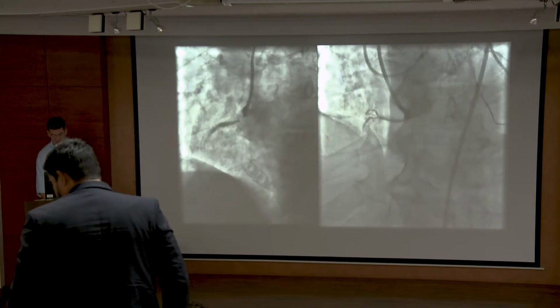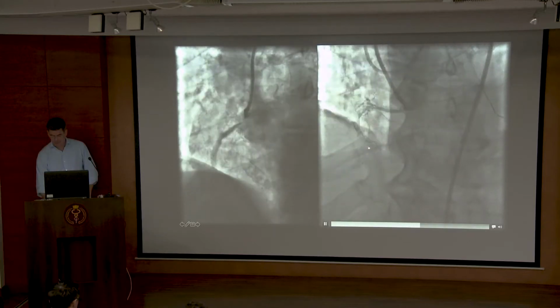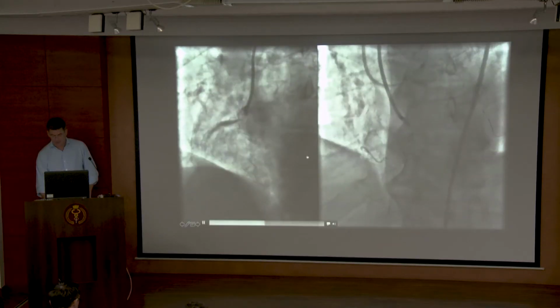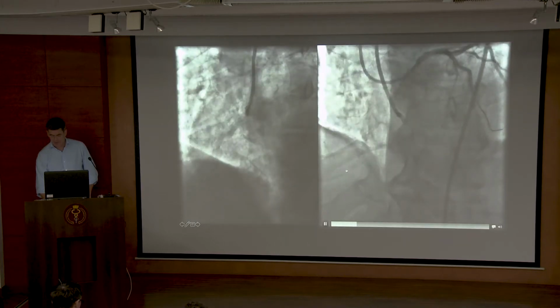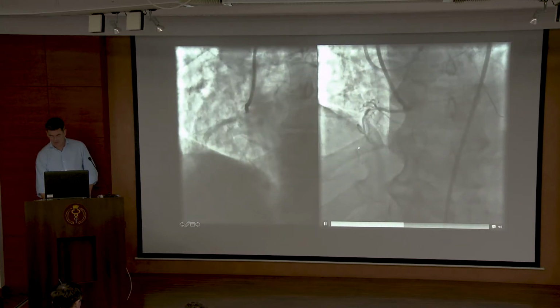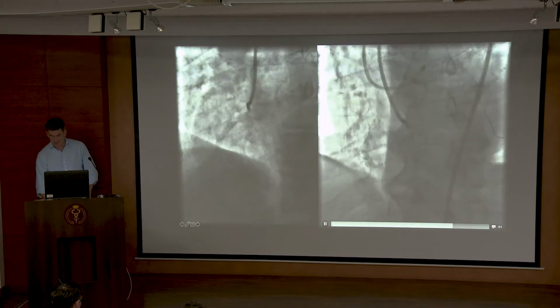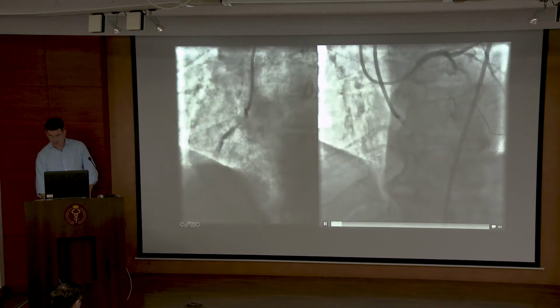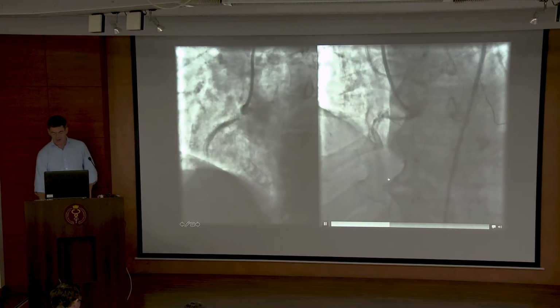So another CTO, a little bit more complex. You're making an assessment here about the cap. You're making an assessment about the collaterals and the distal vessel.